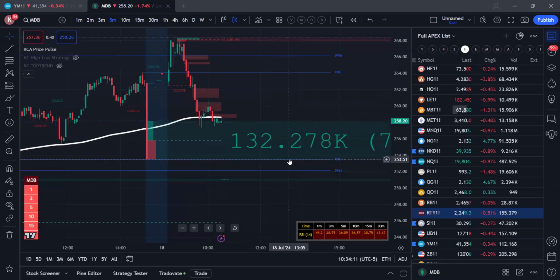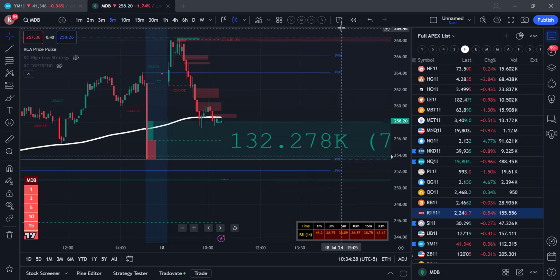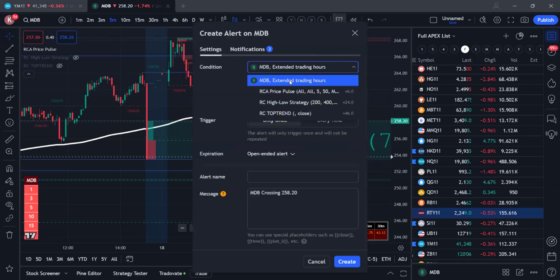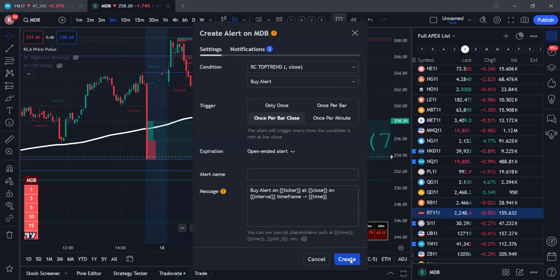Here you have a previous day low, and also there is a huge buy order block. So when price touches somewhere here, there might be a lot of buy orders sitting there. So you can put a limit order, or you can also do a top trend buy alert.